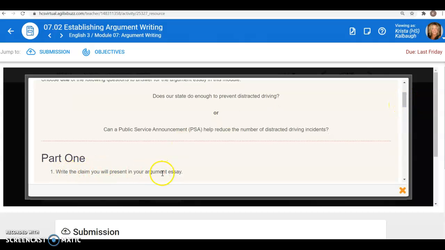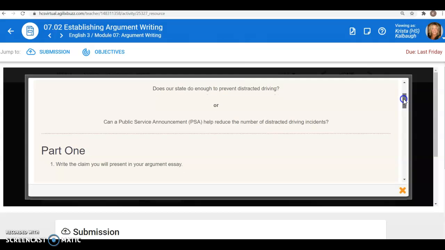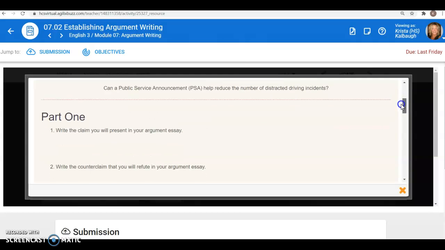And then for your claim in 7.02, your claim can be South Carolina does do enough to prevent distracted driving because they have distracted driving laws, all right? Or they do not do enough. Or it could be public service announcements do help reduce, or they don't help reduce because blah, blah, blah. Okay? So you have your claim. Whether you agree or disagree, that's fine.